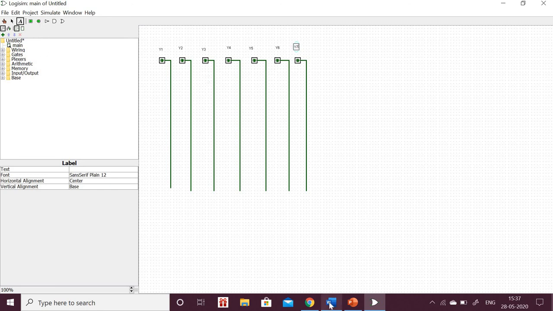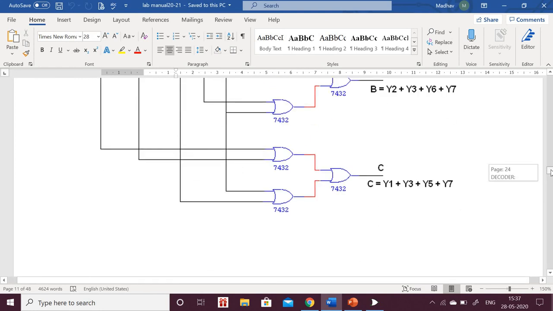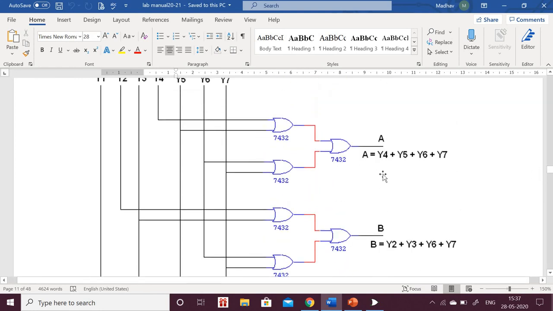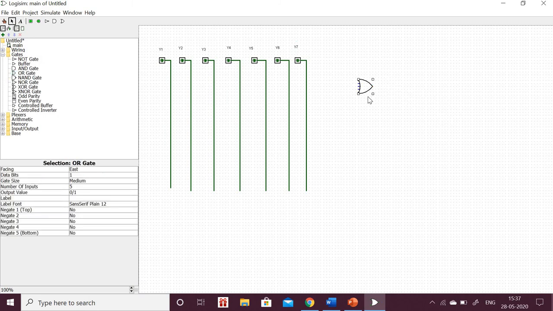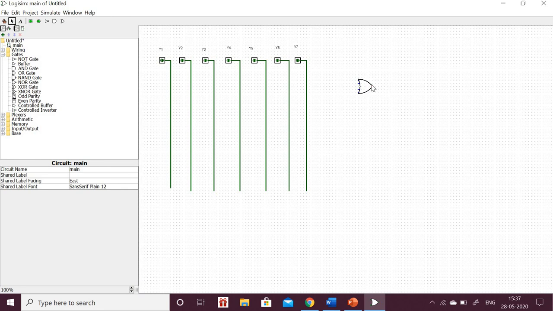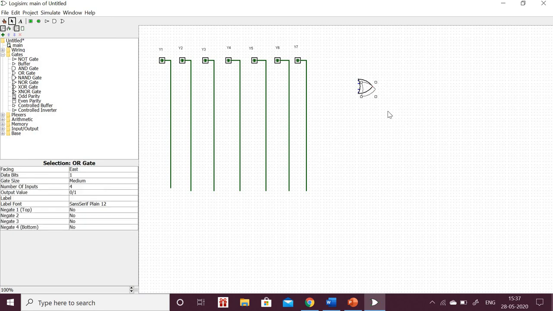Now as per the circuit, we require OR gates. The first output A is the combination of y4, y5, y6, y7. So here in Logisim I have the option to take an OR gate. I have taken one OR gate. Here I will take 4 inputs for this OR gate. Instead of taking 2 inputs for the OR gate, I will take a 4 input OR gate. And the same thing I will take for B. Same thing I will take for C also. That means 4 input OR gates.